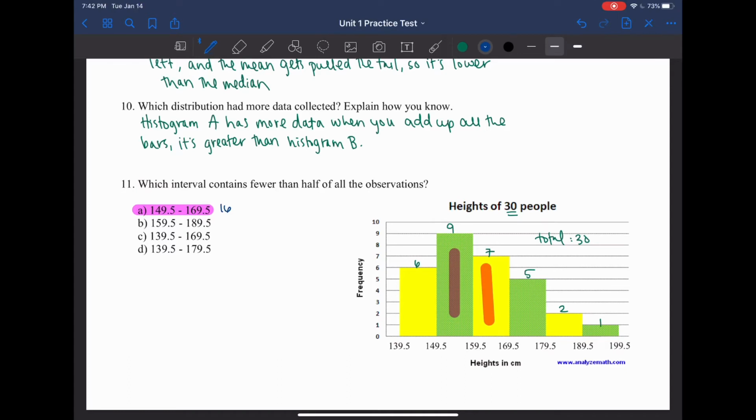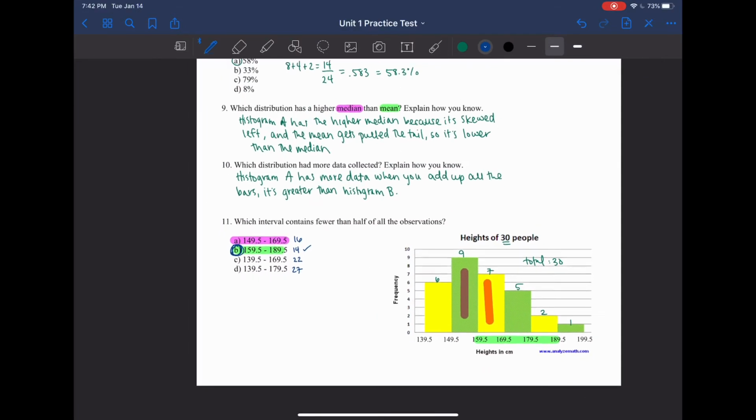So now let's look at B. B is 159 to 189. So that's this bar to this bar. So it's 7 plus 5 is 12. 12 plus 2 is 14. So that's fewer than half the observations. So the correct answer should be B. You should go ahead and check C and D. If you check C, there should be 22 people here, and D, there would be 27, which would confirm that B is the correct option because that's fewer than half the observations.